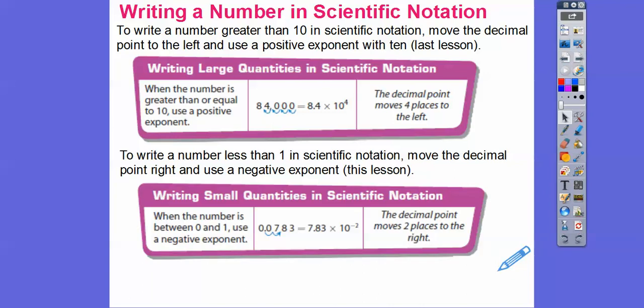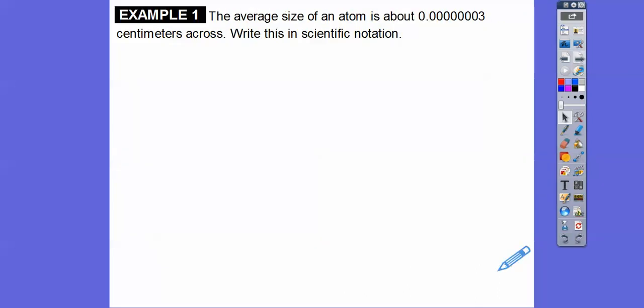So here's a number, 0.0783. So we're going to put the decimal right there, 7.83. So it went 2 spots to the right, so it's negative 2 right there. Remember, these numbers have to be somewhere between 1 and 10. It could be 1, but it can't be 10. If it's 10, we've got to move the decimal place one place over.